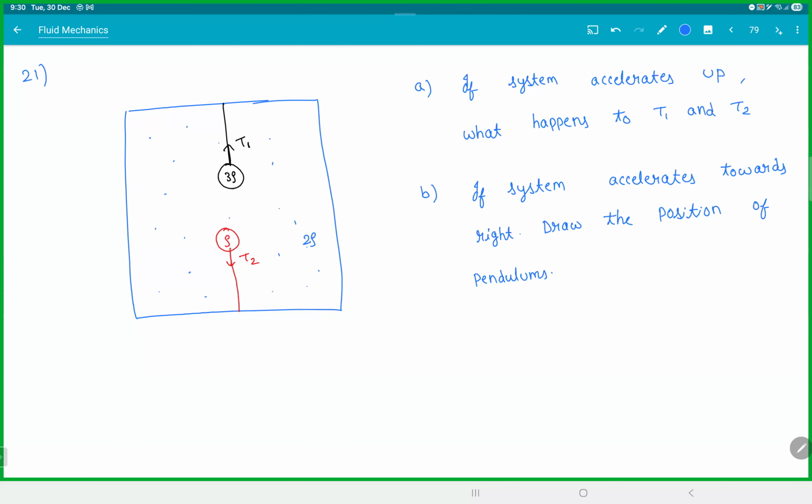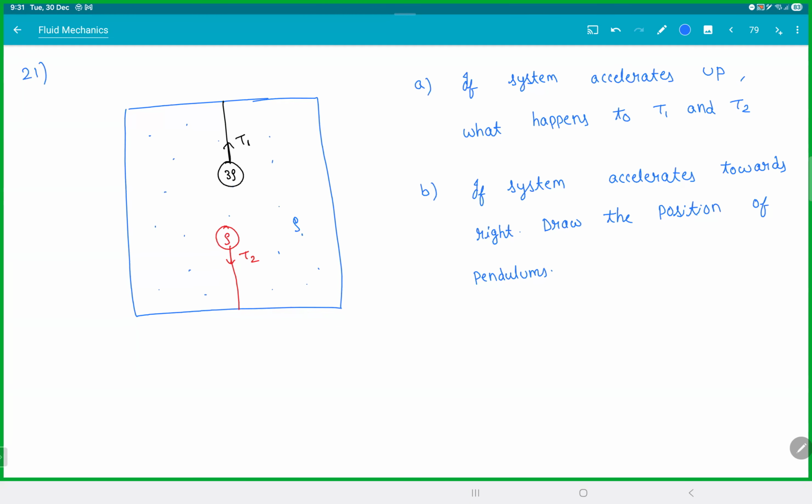I hope the question was clear. So we have a fully filled container, the liquid was 2 rho. In that you kept a solid metal ball of 3 rho and a ball of rho. The tensions are T1, T2. If you suddenly accelerate this container up, what happens to T1 and T2? T1 increases, T2 decreases, both increase, both decrease, T1 decrease, T2 increase, remain same, those are the options. If the system accelerates towards the right, draw the shape of the pendulums, meaning how will they align in equilibrium?